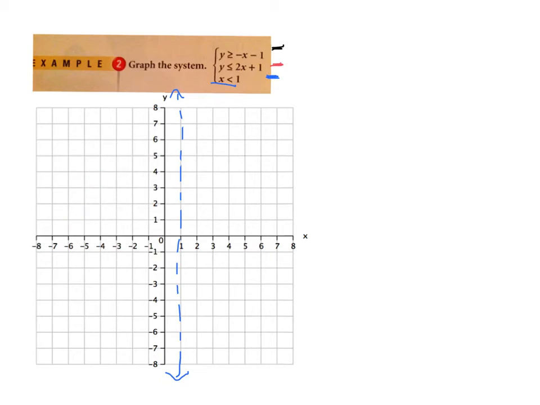Okay, so let's go ahead and graph the next line. I have a slope of -1 and a y-intercept of -1. So down 1 over 1, down 1 over 1. And this is a solid line. So I'm going to go ahead and graph this line. And I'm going to be greater than. So I'm going to shade in this area.